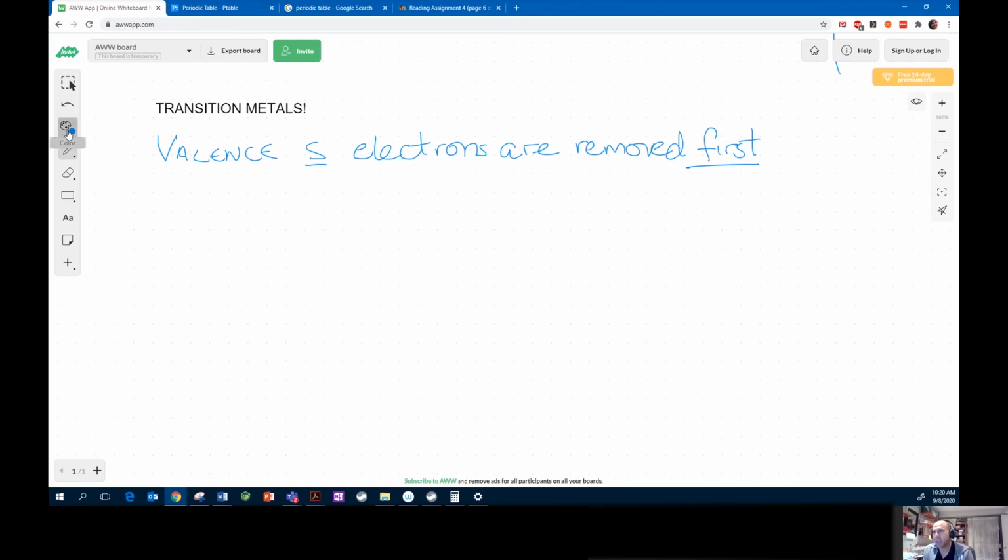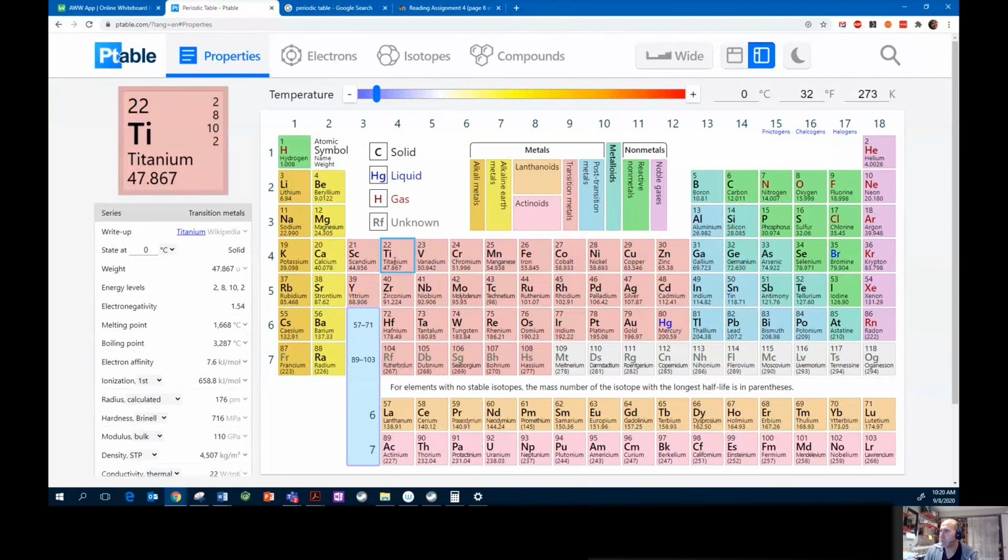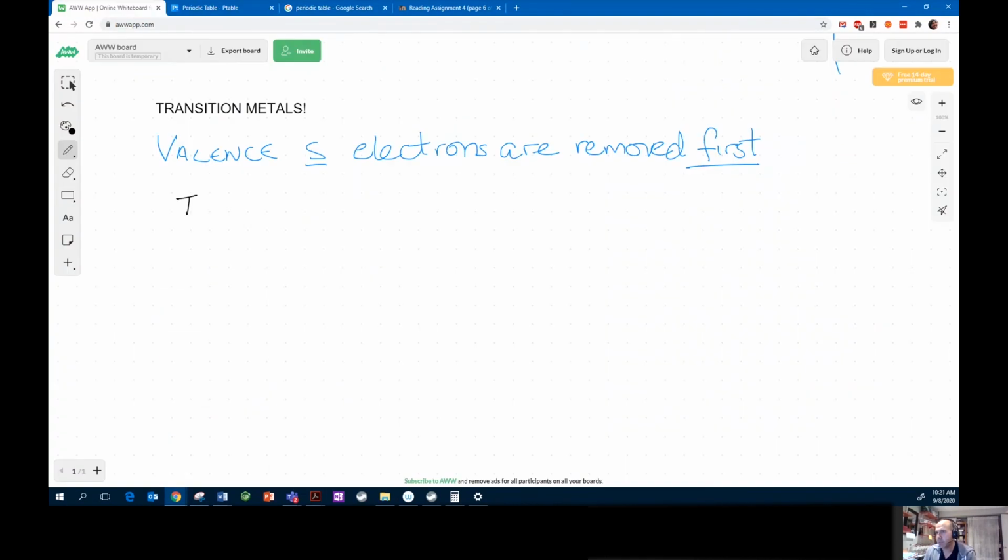If we look at the case of titanium, titanium is here, number 22. So that's argon 4s2 3d2. Titanium 0 is argon 3d2 4s2, like that. All right.